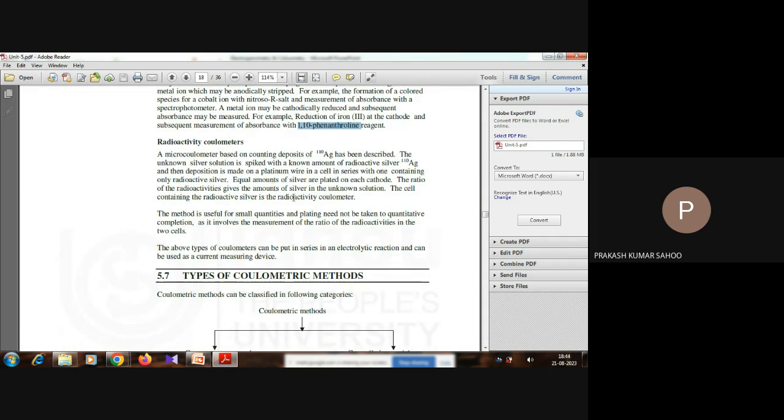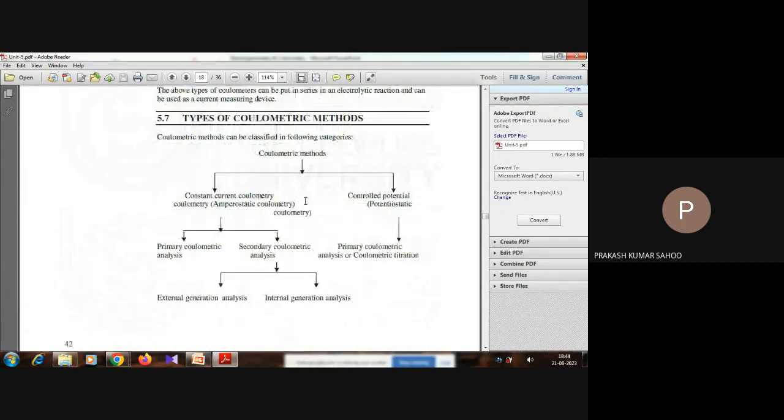In radioactivity coulometry, a radioactive isotope like silver 110 may be used. So coulometry is broadly categorized like this.